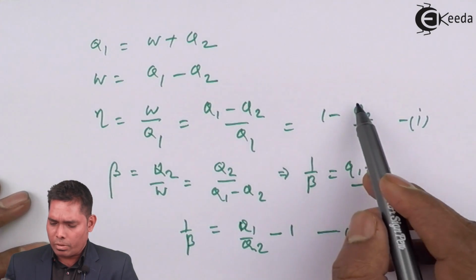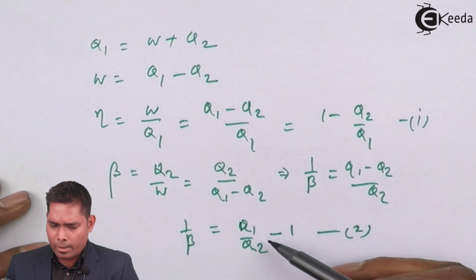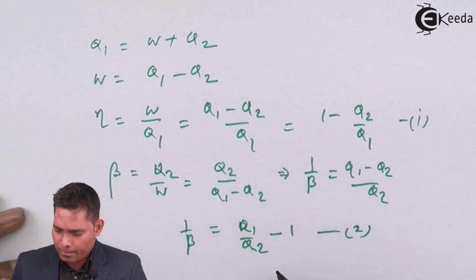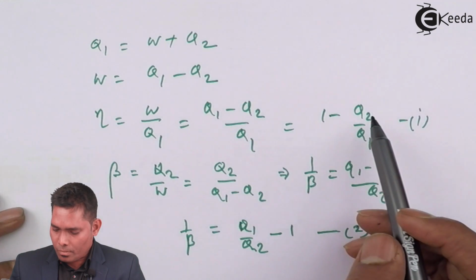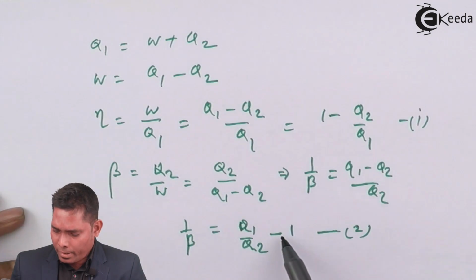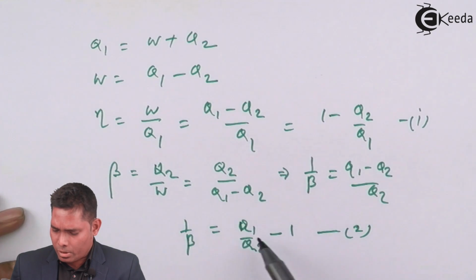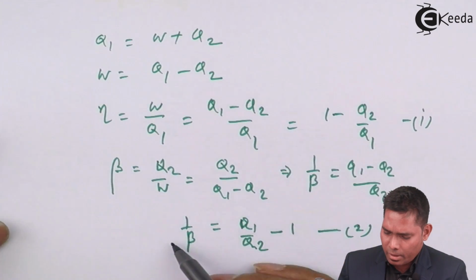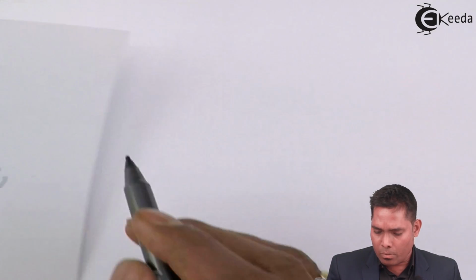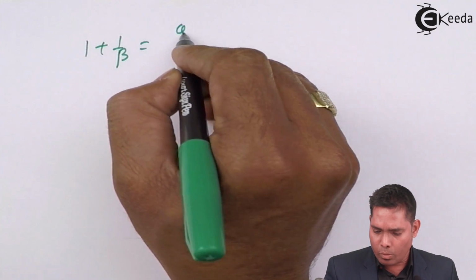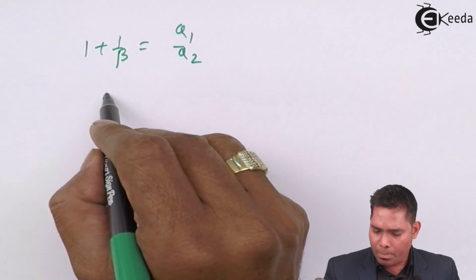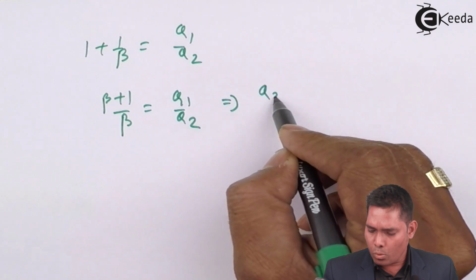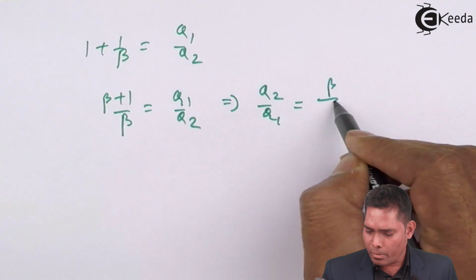You can see this equation 1 and 2, then I can get that efficiency is 1 over 1 plus beta. If I bring this side, this plus 1 here, then from here I will write 1 plus 1 over beta is Q1 over Q2. So beta plus 1 by beta is Q1 over Q2. So that implies Q2 over Q1 equals beta divided by 1 plus beta.